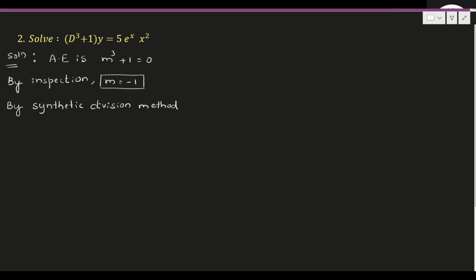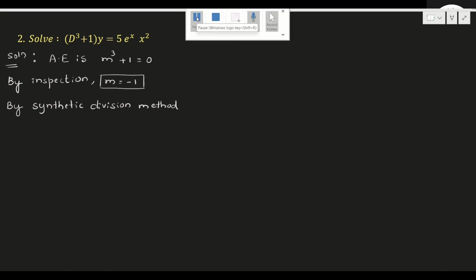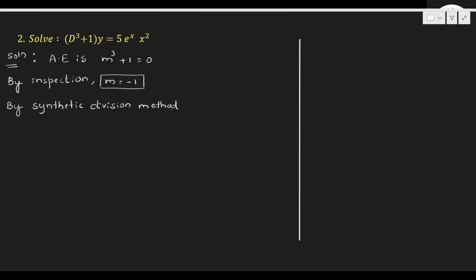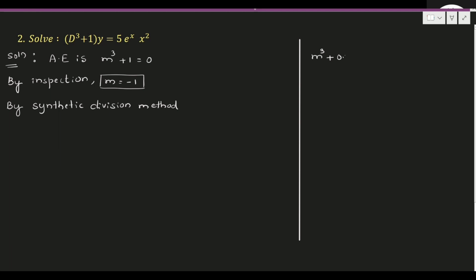In the synthetic division method, we have to write m^3 + 1 as a full equation: m^3 + 0 into m^2 + 0 into m + 1 = 0. We don't have any m^2 term.